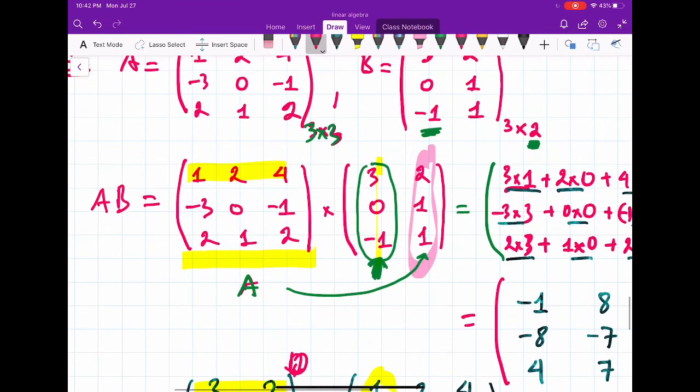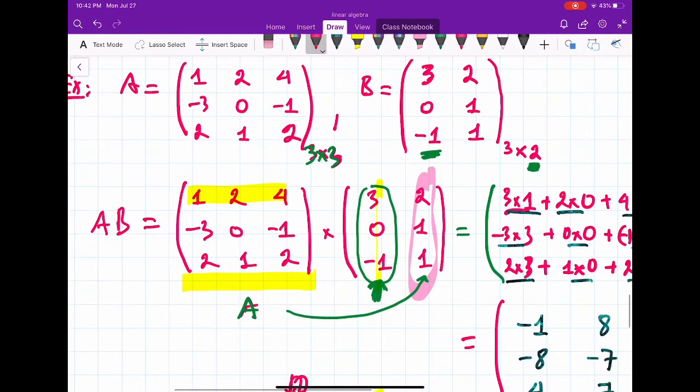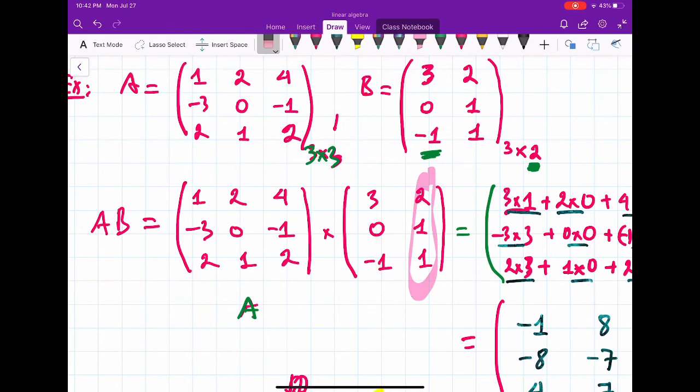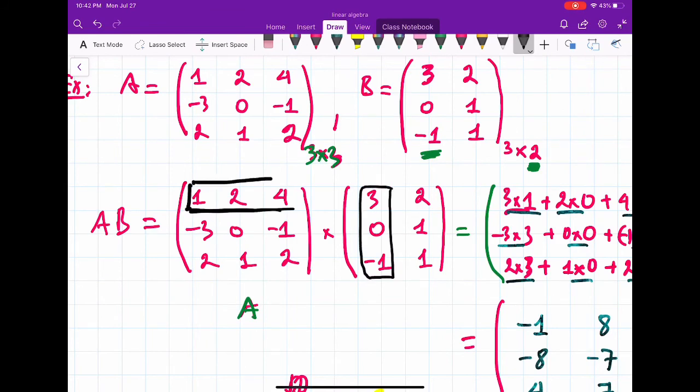Okay, let's go back to this one, right? We can multiply A with B because the number of columns in A is equal to the number of rows in B. You see this? The number of columns in A is equal to the number of rows in B. So that is the main idea, right? If these two numbers are different, you cannot multiply A with B.